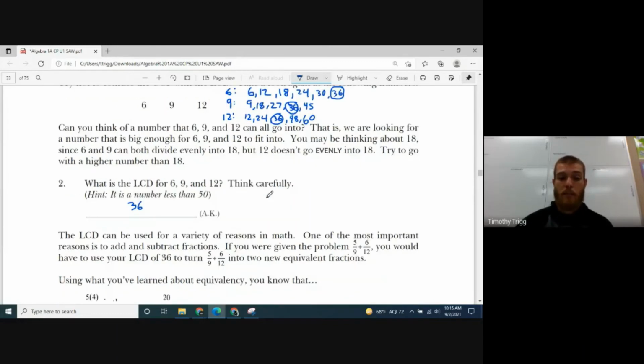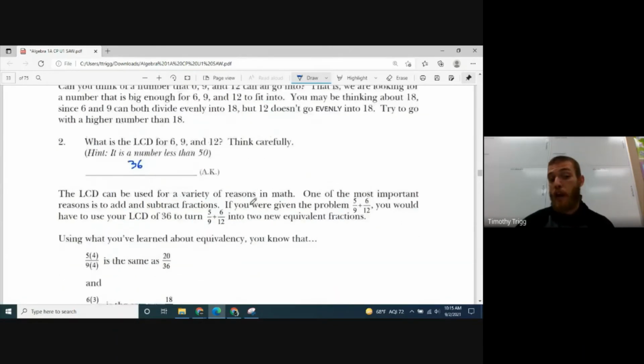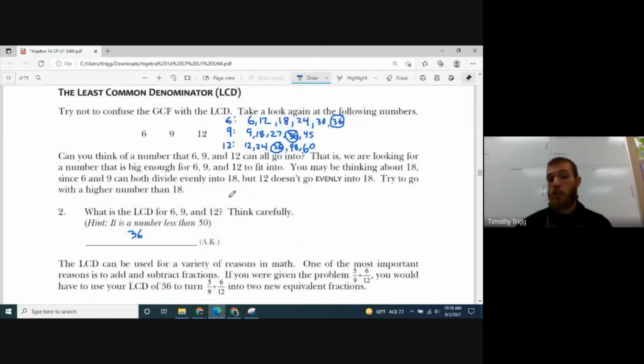Now, what does that mean? That means whenever you want to add fractions or subtract fractions, you're going to need to find the lowest common denominator. So if these are my denominators of a fraction, let's say I've got 1/6 plus 1/9 plus 1/12, I would have to change the denominators to have a matching denominator. In other words, I'd have to change them to 36 in this case.